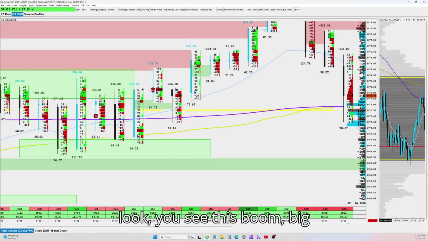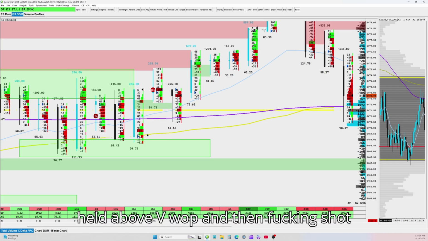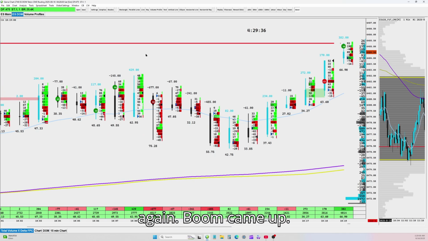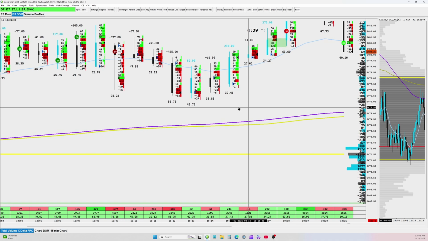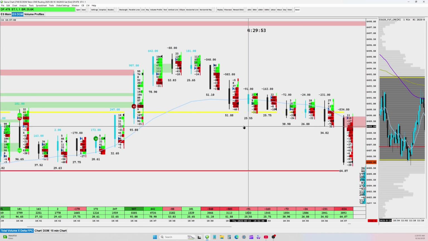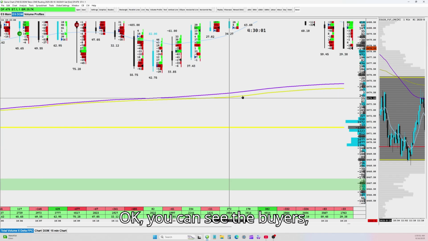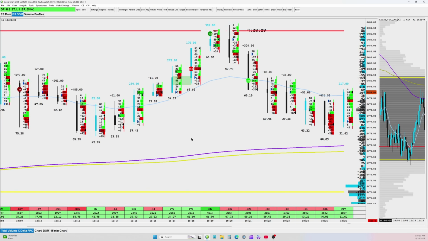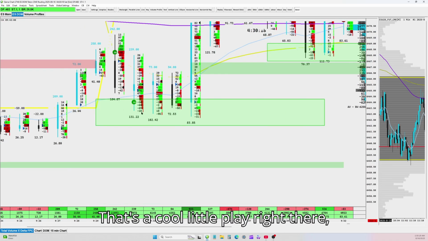That's what I've learned. Okay, so look, you see this? Boom. Big seller stepped in, came down, rejected, held above VWAP, and then shot up. Right? Came back, tested VWAP again. Boom. Came up. The price is dancing above the EMA. It's testing this area, again testing this area. It's beautiful. You can see the sellers are getting aggressive, but nothing's happening, and it's continuing to go up. So that's a cool little play right there.